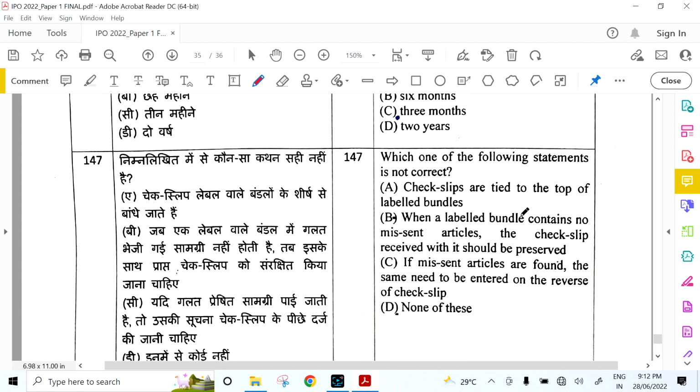Which one of the following statements is not correct? Check slips are tied to the top of the label bundles. When label bundle contains no missent articles, the check slips received should be preserved. If the missent articles are found, the same need to be entered on the reverse of the checklist. None of these. The answer is B. Why B? When a label bundle contains no missents, then the check slip should be destroyed immediately. Here he is saying it should be preserved, so that is wrong answer. Volume 5, Rule 141.